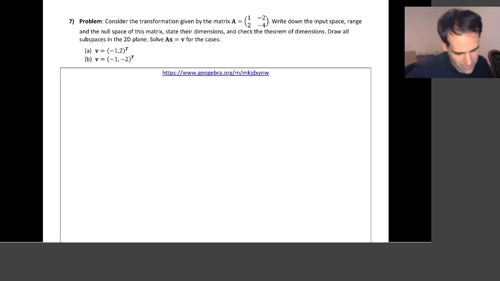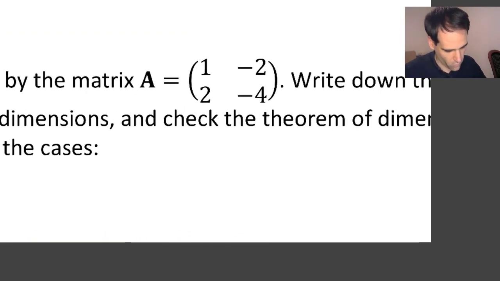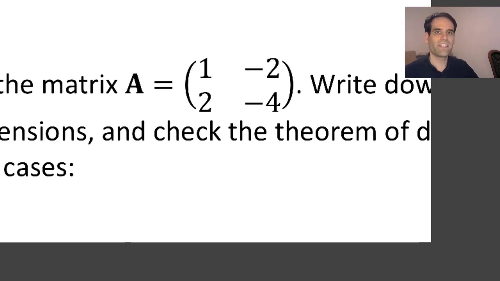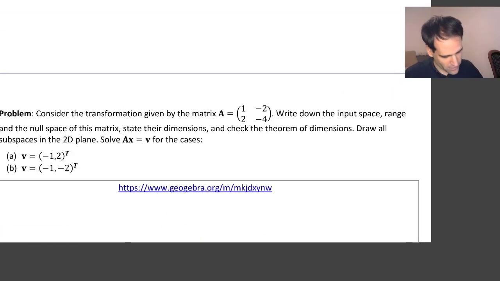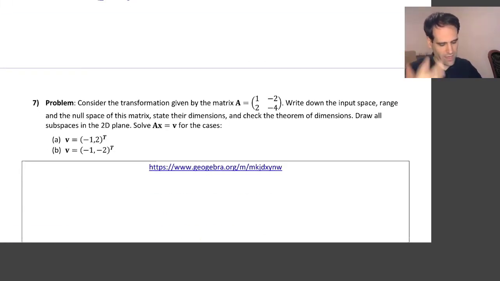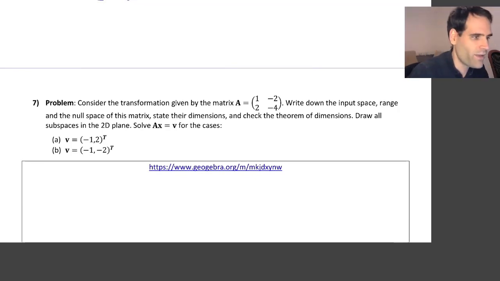Consider the transformation given by the matrix A equals [1, -2; 2, -4]. And basically I'm asking you to write down the input space, the range, the null space, the dimensions, the theorem of dimensions, everything, okay? So let's do it.